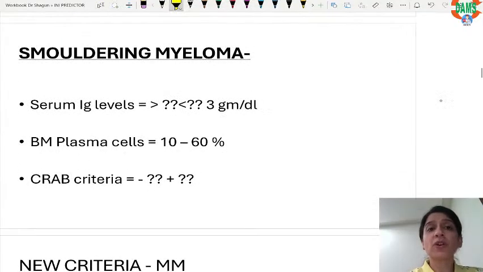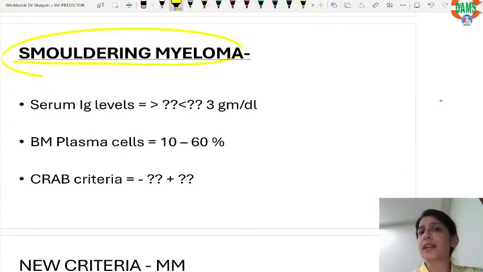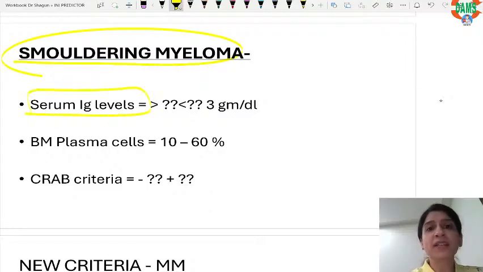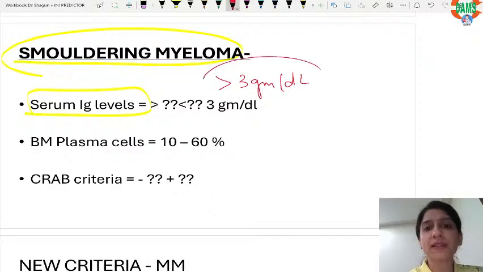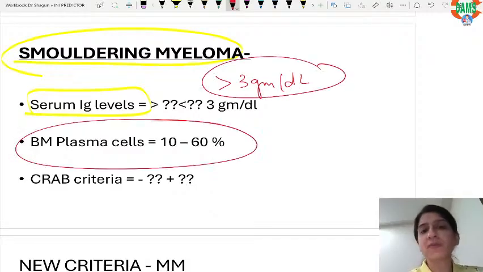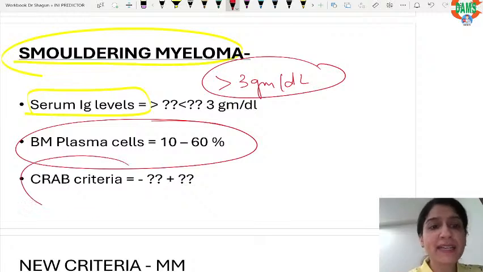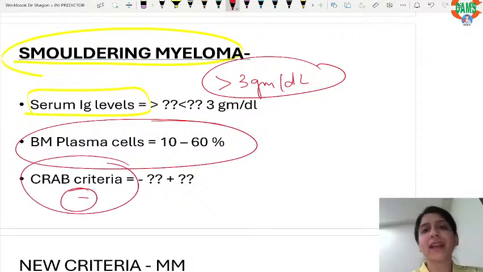Now, if I talk about smoldering myeloma, what criteria has to be met? Number one, my serum immunoglobulin levels should be more than 3 gram per deciliter. My bone marrow plasma cells should be between 10 to 60%, and CRAB criteria should still be absent. If I see all these three criteria fulfilled, I will say that this is a clear-cut case of smoldering myeloma.